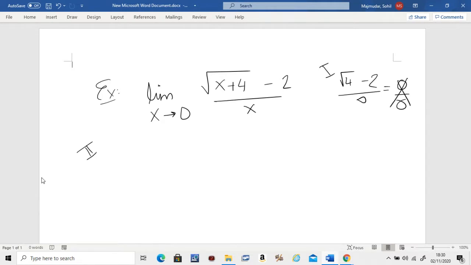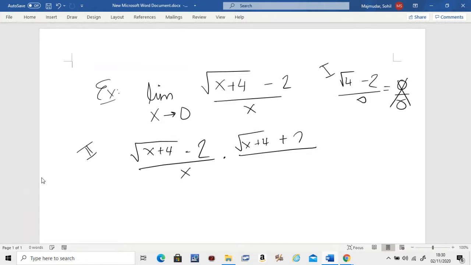Remember, you always do step 1 because sometimes in step 1 itself you will get the answer. You don't have to do step 2. You only do step 2 if you get 0 over 0. That's why we are doing step 1 every time. Okay, now we try to rationalize this. We do square root of x plus 4 plus 2, square root of x plus 4 plus 2, and keep them in brackets.